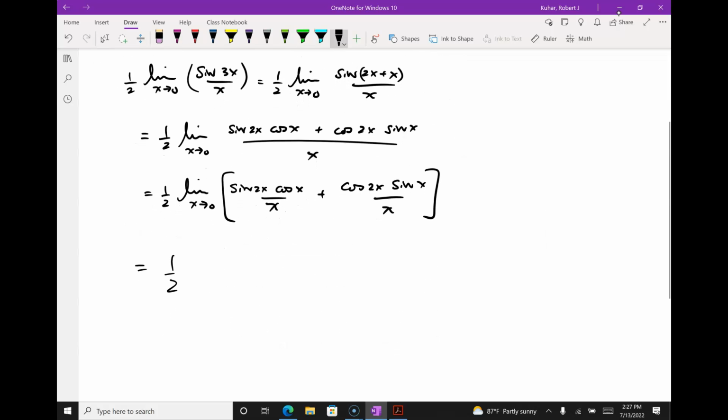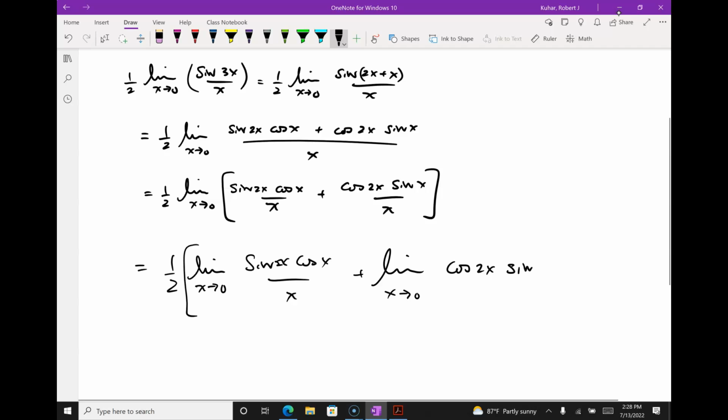So I get 1/2, the limit as x goes to 0 of sine 2x cos of x all over x, plus the limit as x goes to 0 of cos 2x sine x over x. And then you can see what I'm going to do. I got to change this guy to what? 2 sine x cos x.